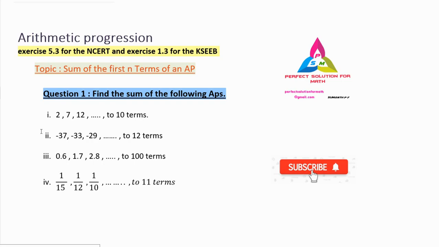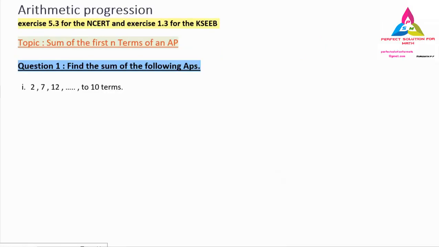Let us solve the first question, that is 2, 7, 12, and so on. You have to find the sum of the first 10 terms. So how to find this? A similar method, you have to apply the Sn formula.